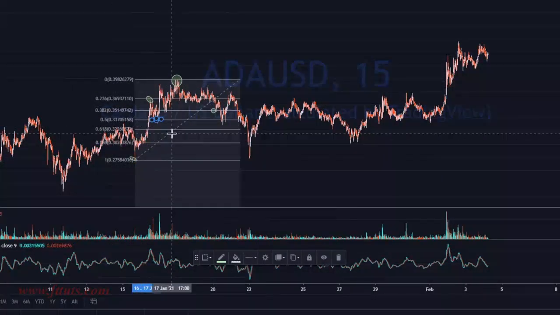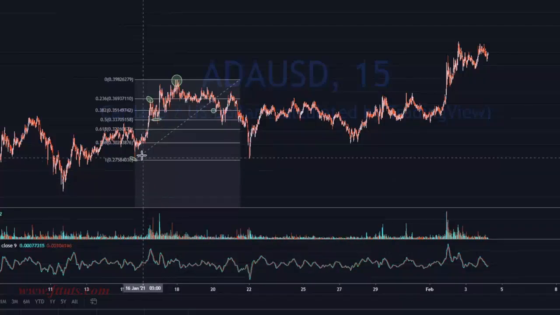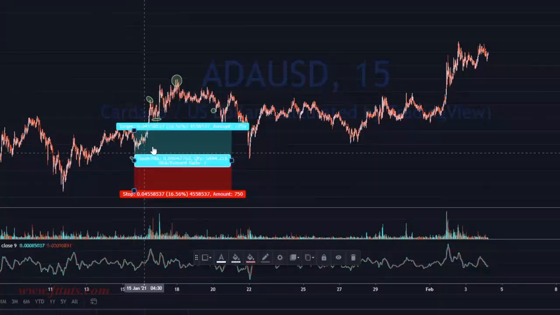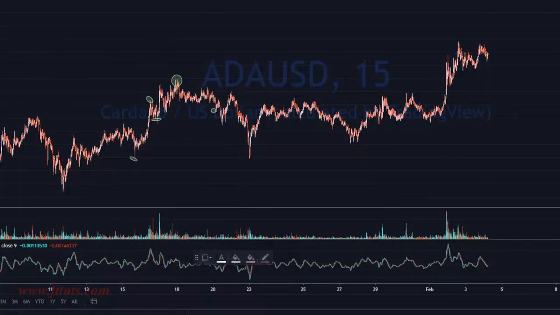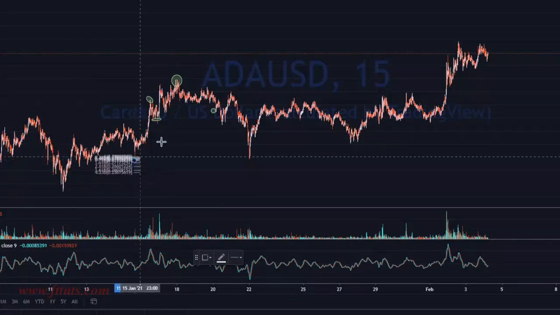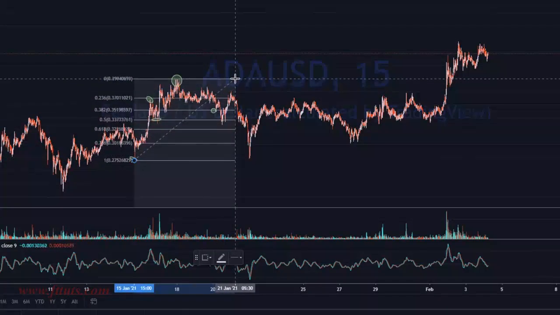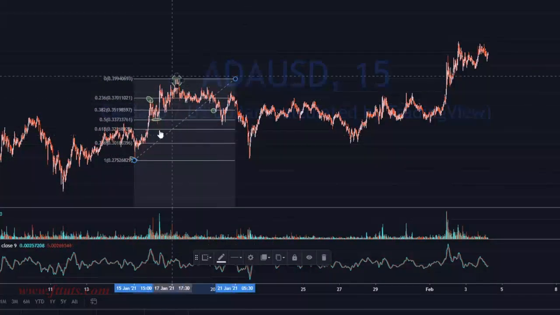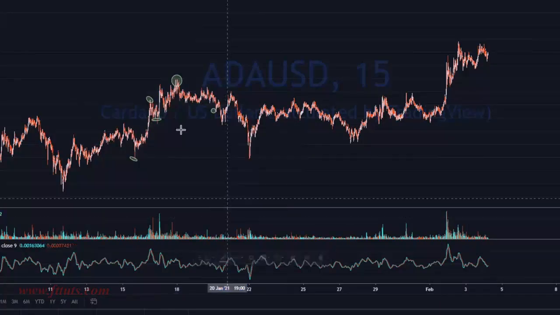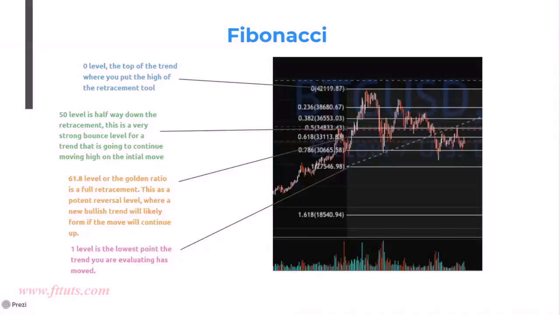If we want to do this one more time, I can remove this from the low right here. Sorry, that's the wrong tool. So we're going to click the low right here and then drag and place the 0 level on the high right here, and that's how you use a Fibonacci retracement tool. We'll get more into that as the course progresses.